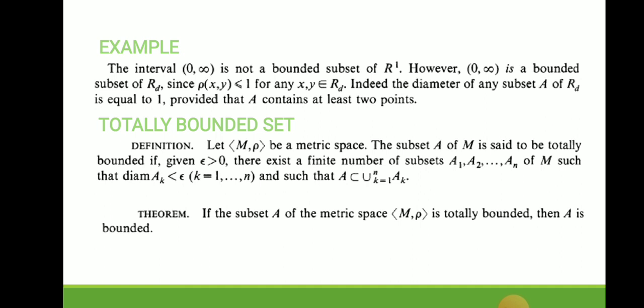The next theorem: for any metric space M comma rho, if the subset capital A is totally bounded, then A is also bounded. So the totally bounded condition implies the bounded condition.